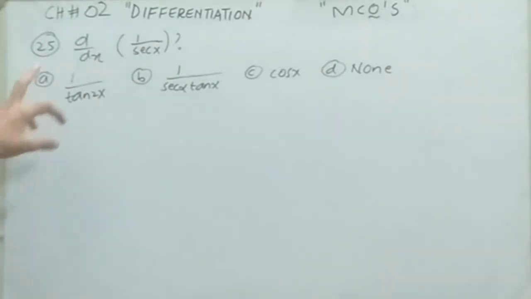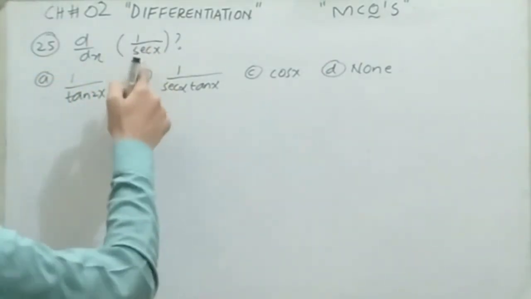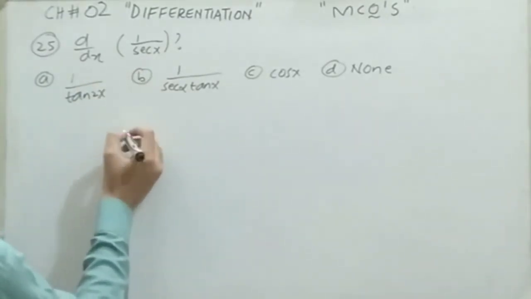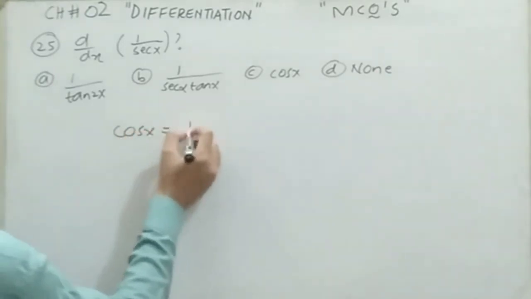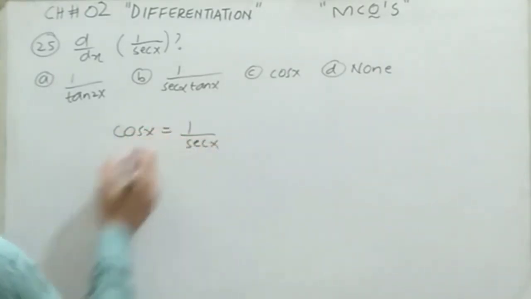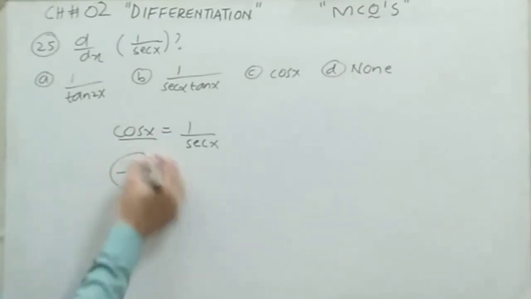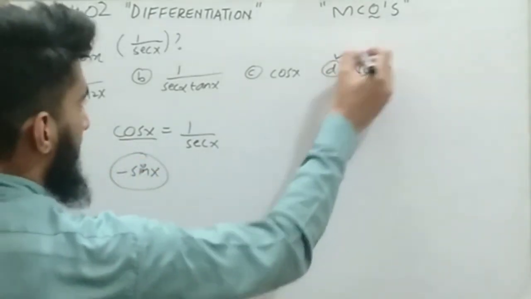Now move toward MCQ number 25. d by dx of 1 over secant x will be. Remember 1 over secant x is the reciprocal form, and this is the reciprocal of cos of x. So you know that 1 over secant x will be equal to cos of x. Now derivative of cos of x is negative sine x, so the result is negative sine x. So the last option, none option, is the right option.